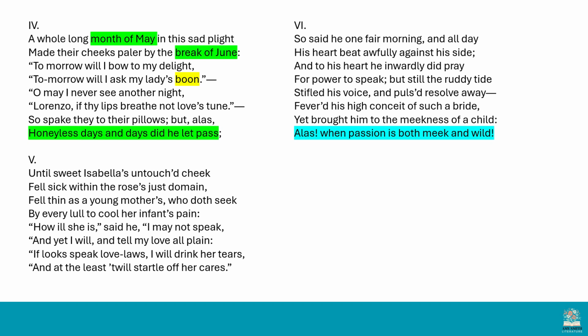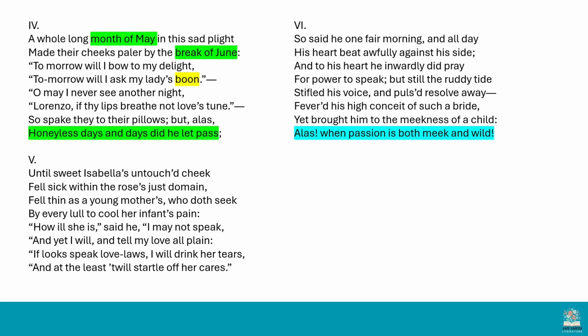So spake they to their pillows, but alas, honeyless days and days did he let pass. So they're letting time pass, letting time fade away, and their whole existence during that period is honeyless. What a beautiful choice of word from Keats. Honey is sweet, and it's something that is full of joy and hope, and it's also connected with nature. And because they don't speak to each other about their love, their life lacks that joy and sweetness.